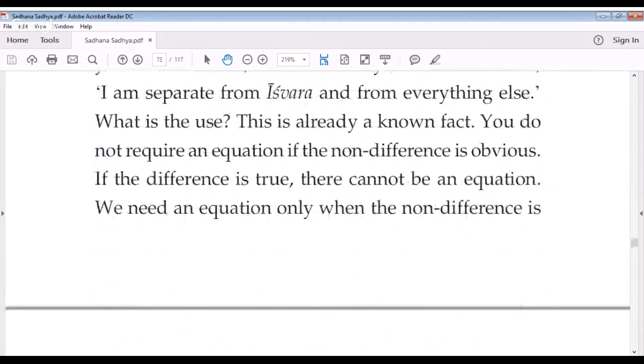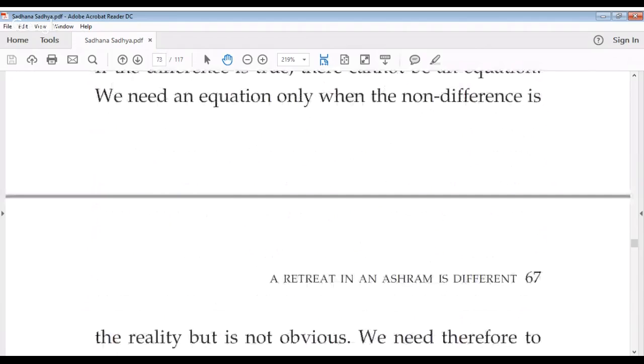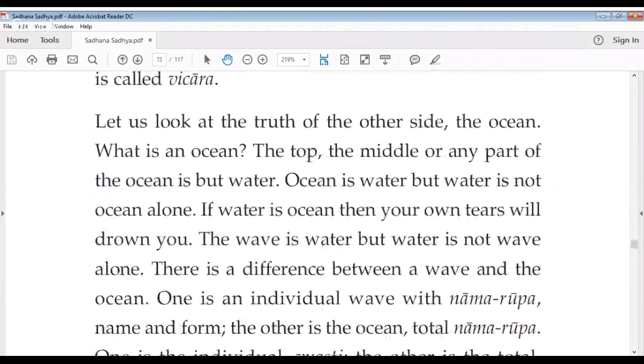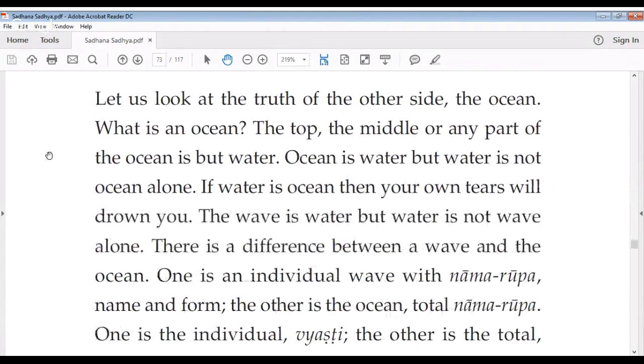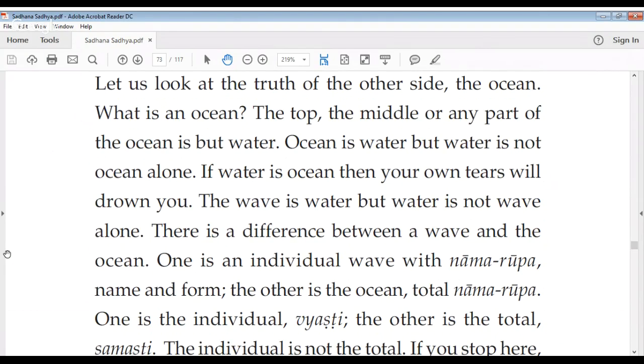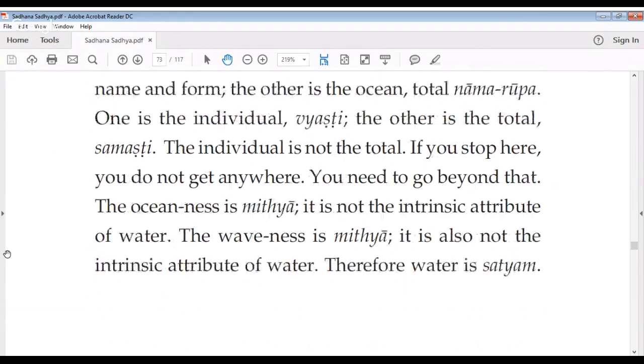Yet, let us look at the truth of the other side, the ocean. What is an ocean? The top, the middle, or any part of the ocean is but water. Ocean is water, but water is not ocean alone. If water is ocean, then your own tears will drown you. The wave is water, but water is not wave alone. There is a difference between a wave and the ocean. One is an individual wave with nama rupa, name and form. The other is the ocean, total namarupa. One is the individual vyashti, the other is total samashti.